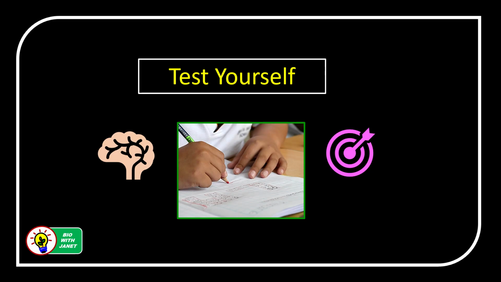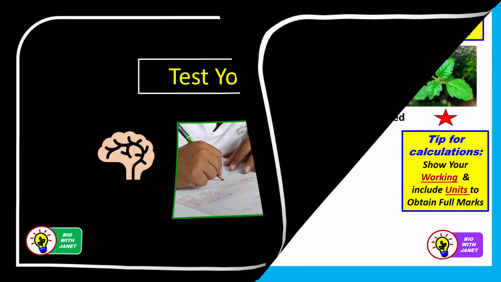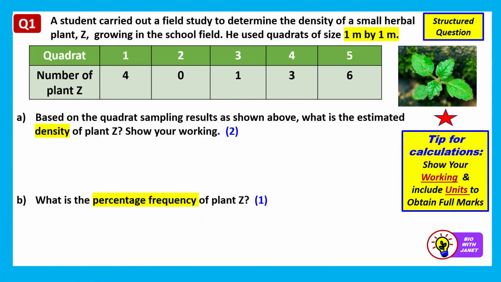Now let's test ourselves by trying some questions that are SPM standard, and also there are hot questions for you to exercise your thinking skills. Question 1. A student carried out a field study to determine the density of a small herbal plant, Z, growing in the school field. For example, something like this plant. He used quadrats of size 1 meter by 1 meter. So the quadrats are shown here with the number of the plant Z found in them.